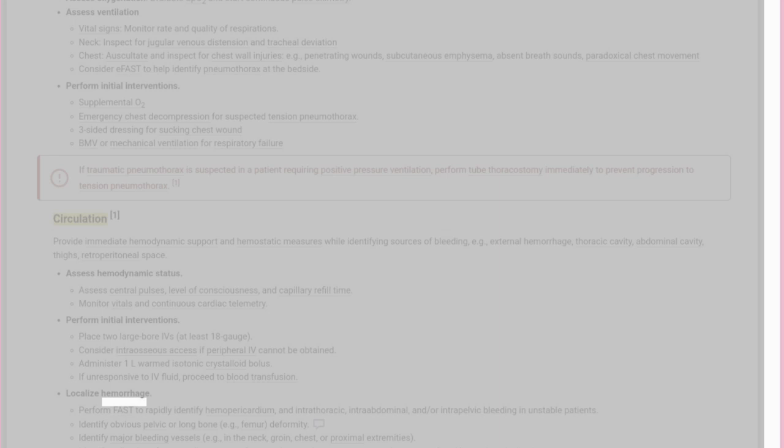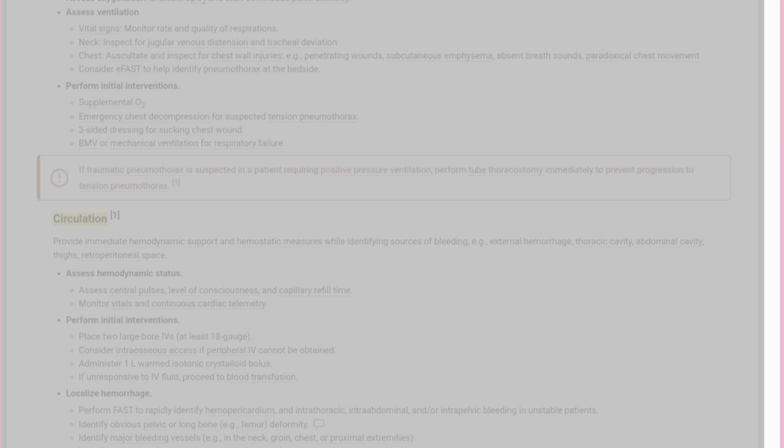Localize hemorrhage. Perform FAST to rapidly identify hemopericardium, and intrathoracic, intra-abdominal, and/or intrapelvic bleeding in unstable patients. Identify obvious pelvic or long bone, for example femur, deformity. Identify major bleeding vessels, for example in the neck, groin, chest, or proximal extremities. Identify indications for immediate surgery, for example exploratory laparotomy, urgent thoracotomy, and/or angioembolization.